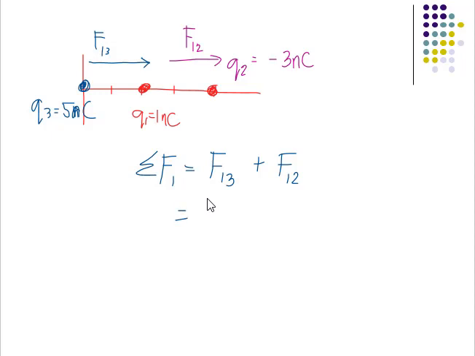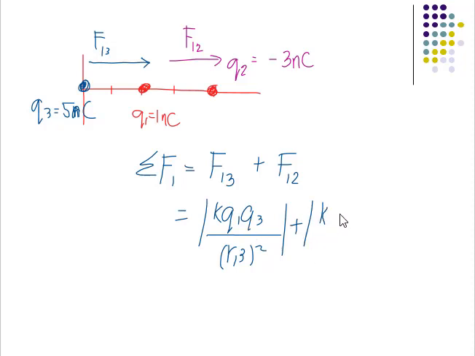So we now have the absolute value again. We have k, Q1, Q3, divided by the distance between 1 and 3 squared, and then plus another k, Q1, Q2, divided by the distance between 1 and 2 squared. There. So let's now substitute the given.